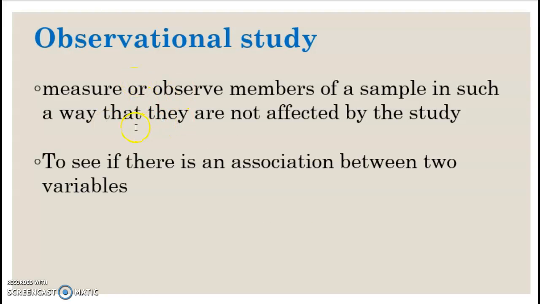The observational study is a way to measure or observe members of a sample in such a way that they are not affected by the study. So that's what all the people who used to, or still do, look at the great apes or the orangutans and just see what they do in their particular environment, but they don't want to affect it.